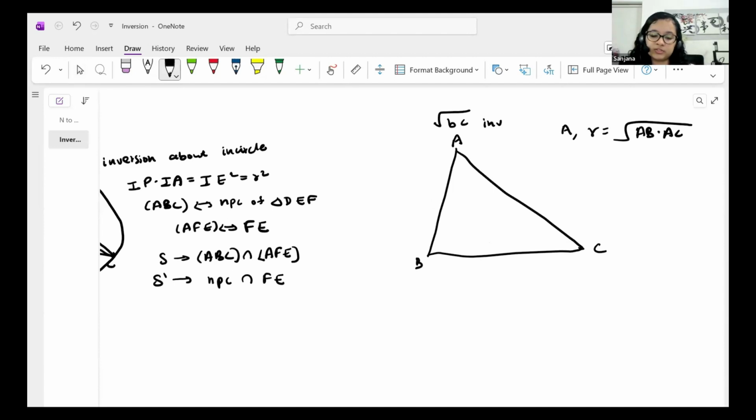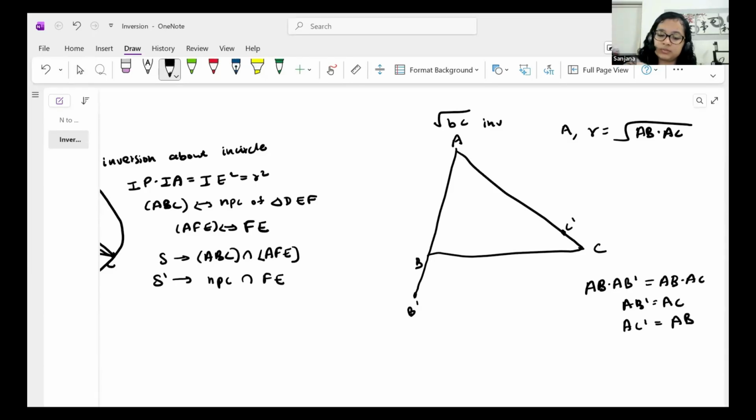So first, if we just do this, that means that B goes to some point B dash over here, and C goes to some point C dash, such that AB times AB dash is equal to the square of the radius, which is AB times AC. So that just means AB dash is equal to AC. And similarly, AC dash is equal to AB. So basically, this is isosceles and this is also isosceles.